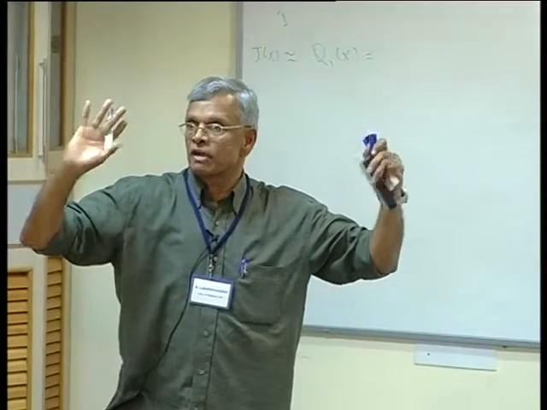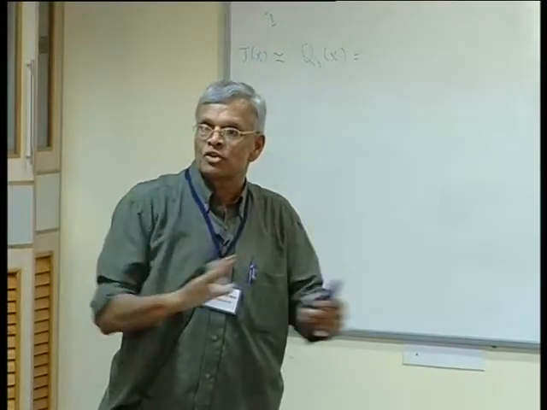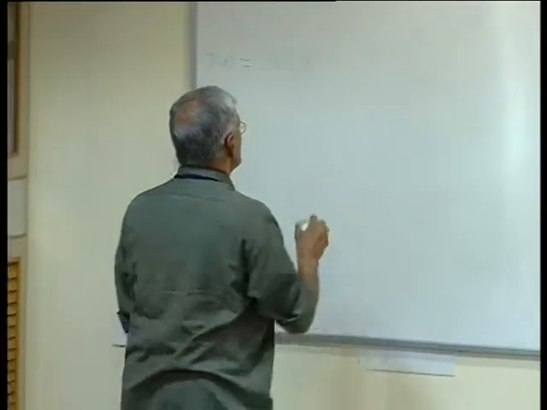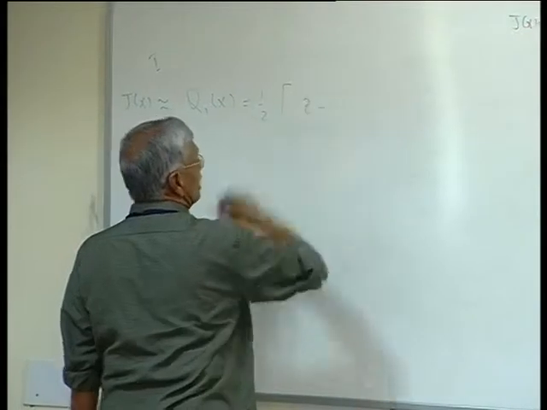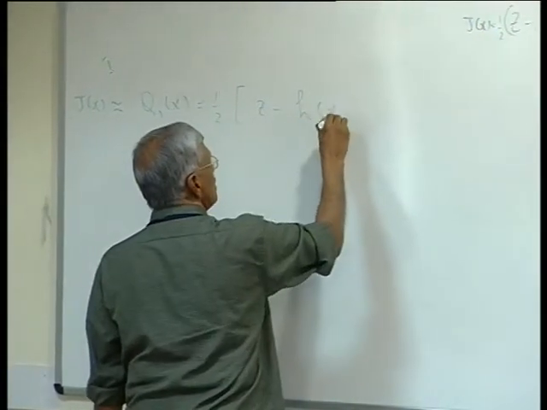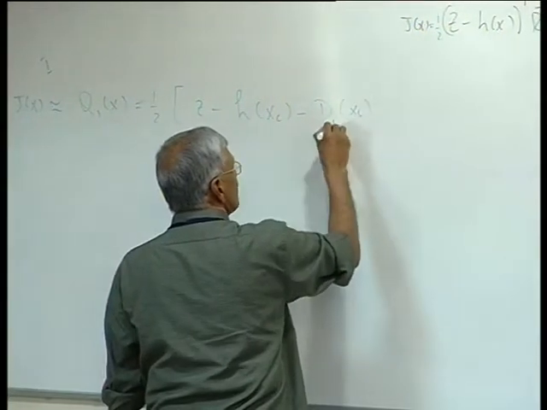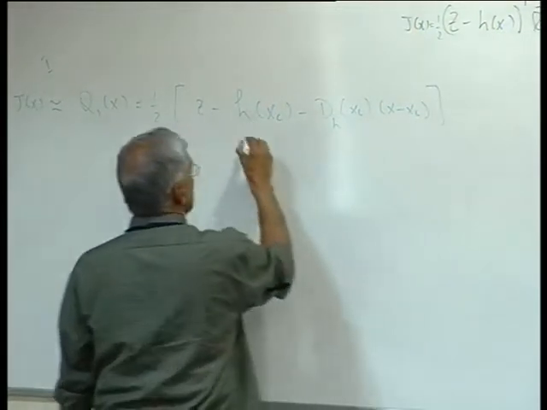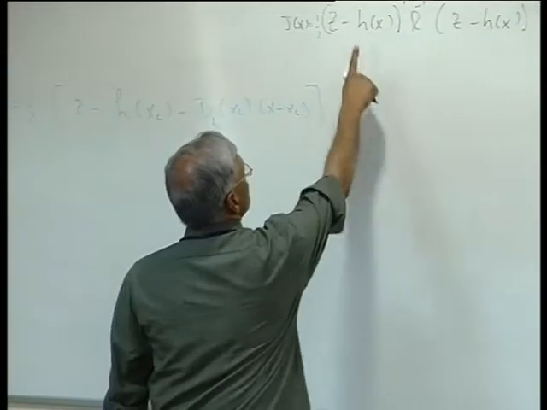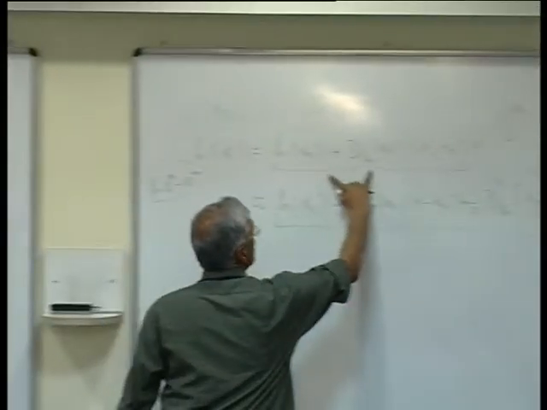Nothing is going to change. We already argued why I can create mischief without changing anything. Good. So this is going to be 1/2 of (z minus h of xc minus dh xc (x minus xc)), I'm talking about the first order. So this is minus. I'm going to substitute this term.